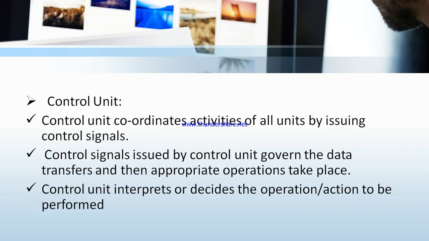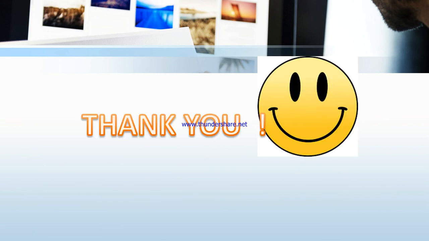Then the last one is the control unit, where the control unit always coordinates the activities of all the units by issuing control signals. The control signals issued by the control unit govern the data transfers, and then appropriate operations take place. The control unit always interprets or decides the operation or action to be performed. These are the points I wanted to convey about how a computer works and what the functional units are, the schematic or block diagram of a computer in computer organization. These are very helpful for your future preparation for GATE or any competitive exams like that.